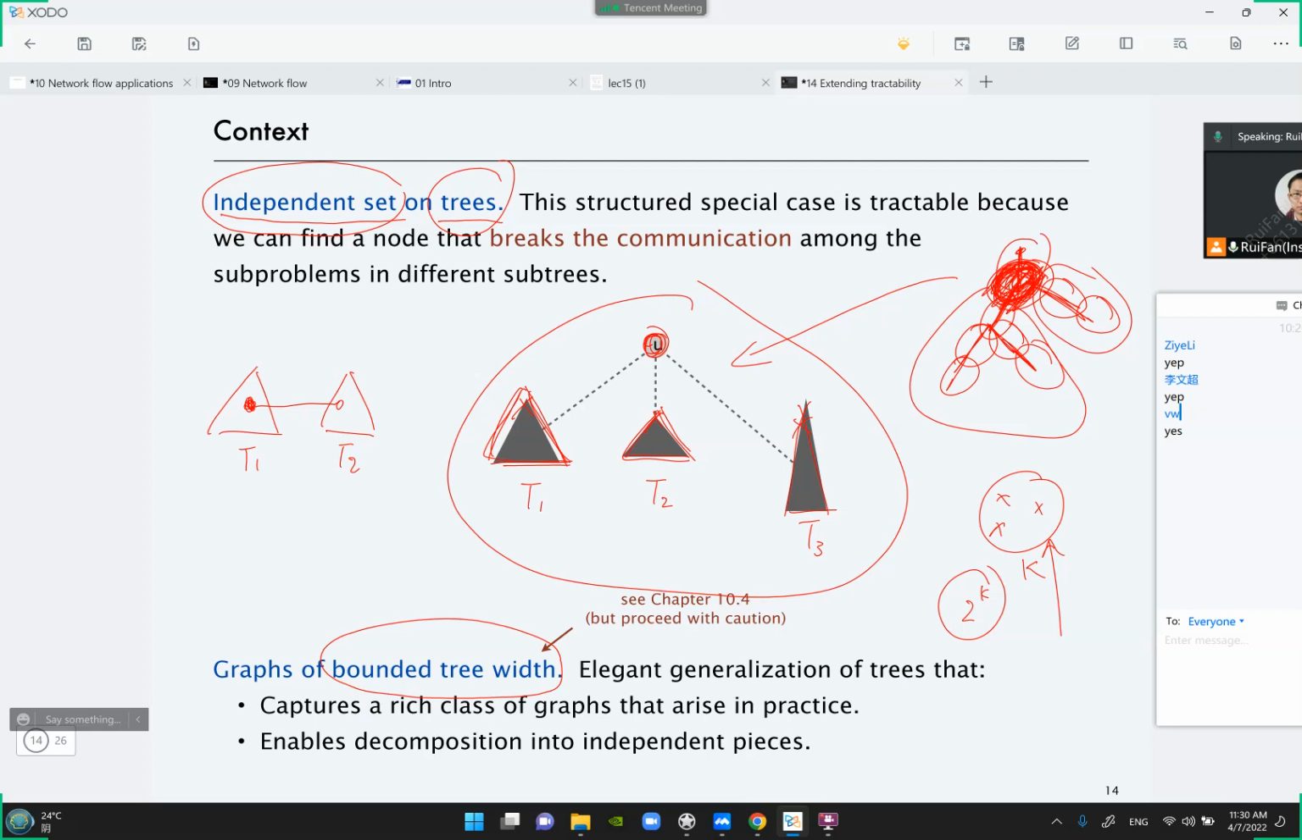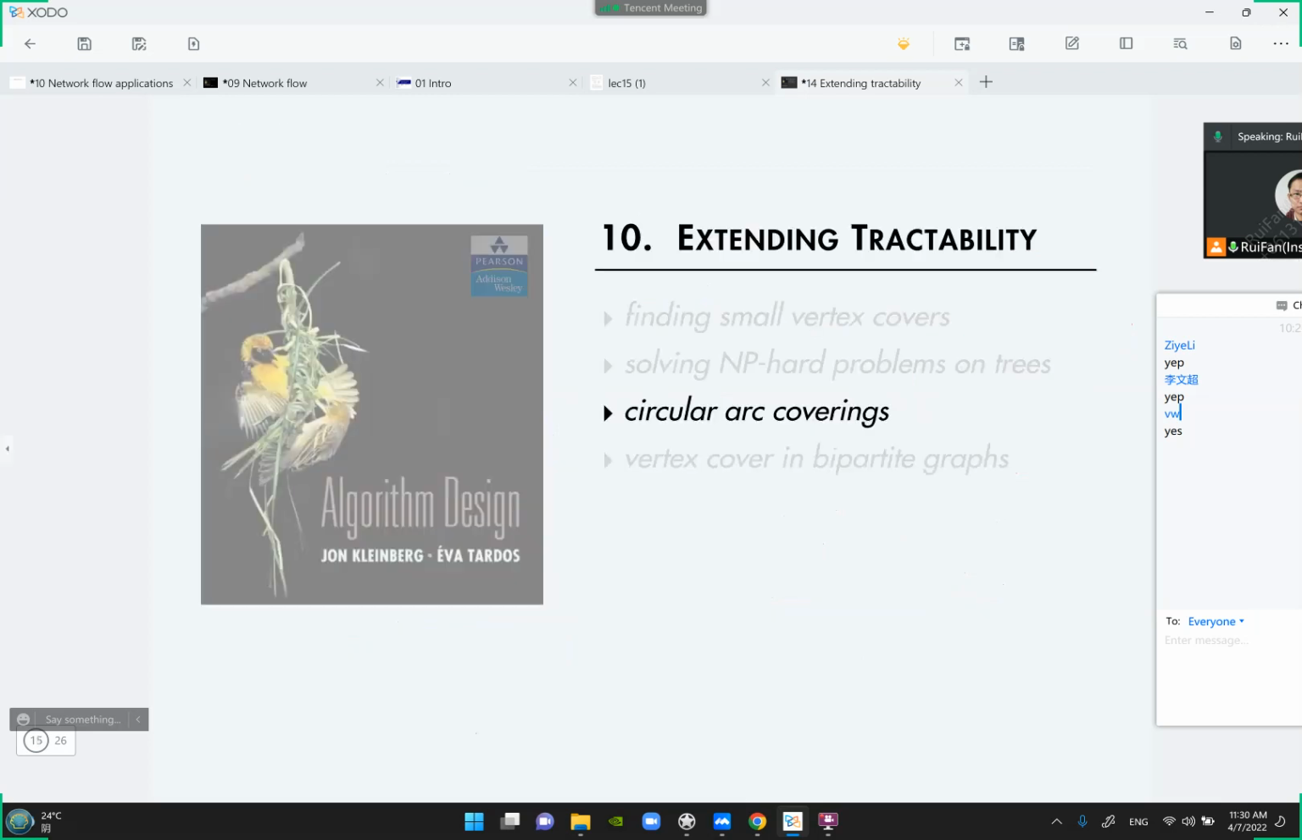All right, any questions about independent sets? Okay. So we're not going to take a break today because we're already short on time. I probably won't have time to cover this final problem, so let me just directly jump to the next problem, which is this circular arc covering problem.